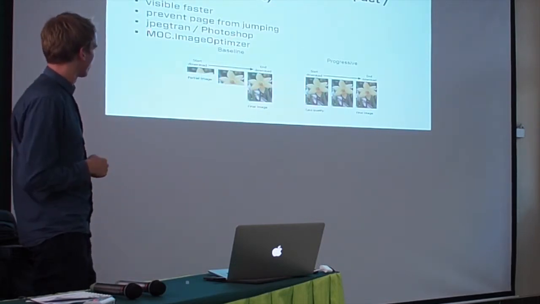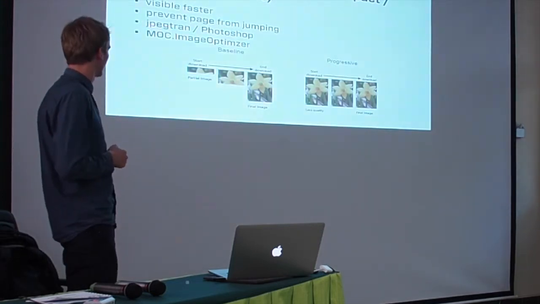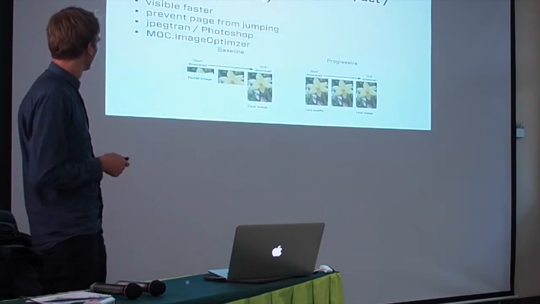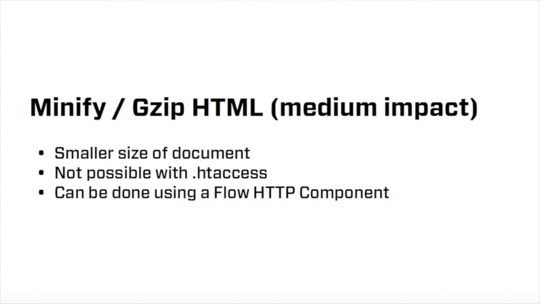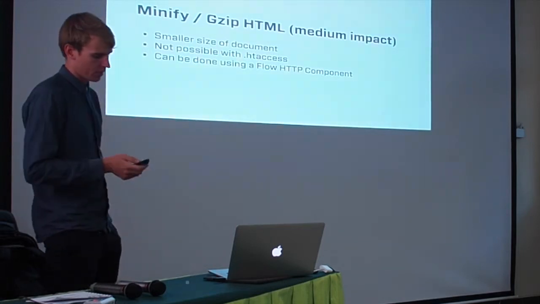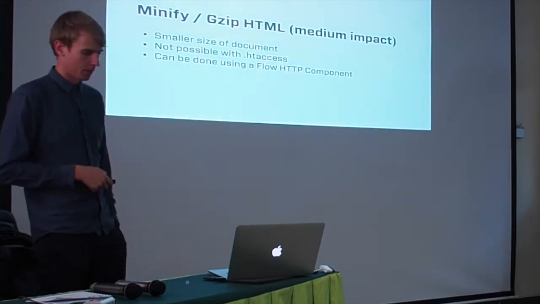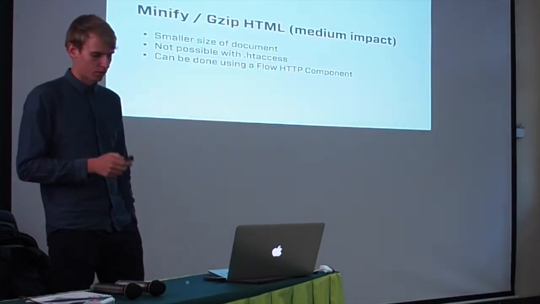To achieve this, you can either save the images in Photoshop or use a library, CLI or inline tool, called jpegtran, or it's actually built into the image optimizer as well, so you can enable that. Next thing you might see is you should minify and Gzip HTML. It might be a bit tricky to do with a CMS, but yeah, it's doable. I haven't done it yet, but I might at some point. It's a medium impact, it's not too much.